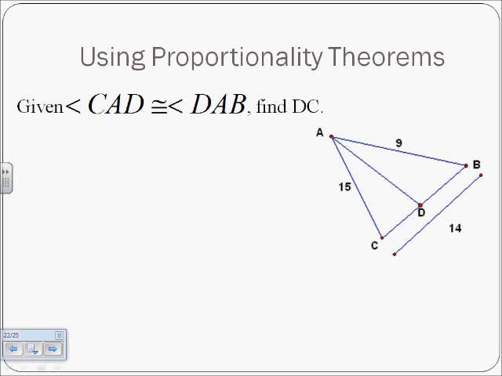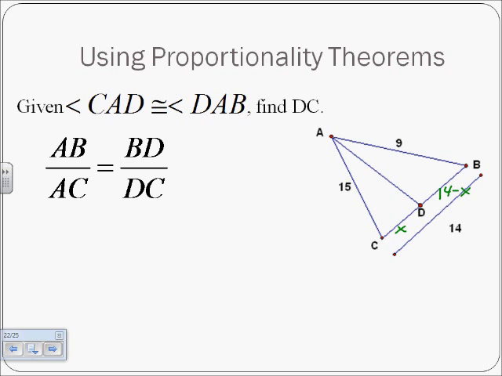Alright, again with the angle bisectors, given that CAD is congruent to DAB, CAD and BAD angle bisectors, find DC. Now the hard part is not necessarily the proportion, which I still hold to be true as AB over AC equal to BD over DC, but what do I put down for my variables? I can't have it just be 14. I'm trying to solve for DC, so I'm going to make DC X. If DC is X, that means DB has to be 14 minus X.